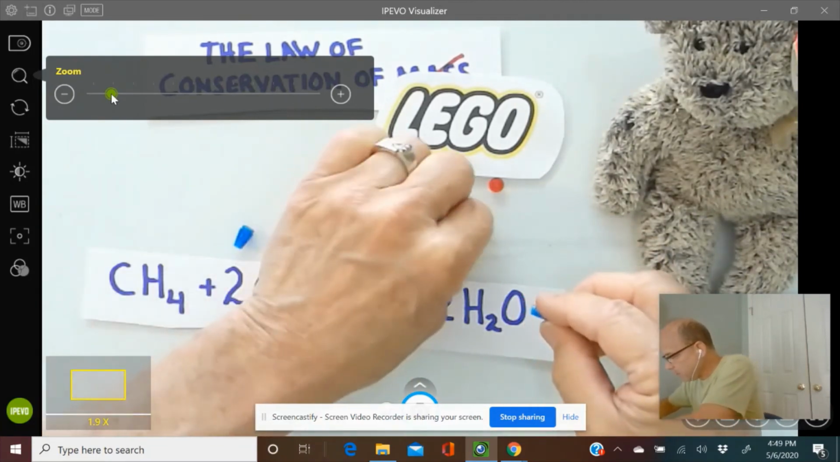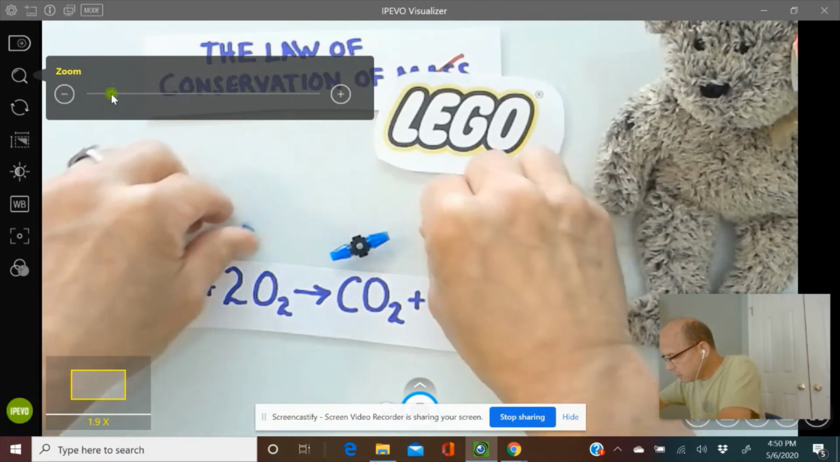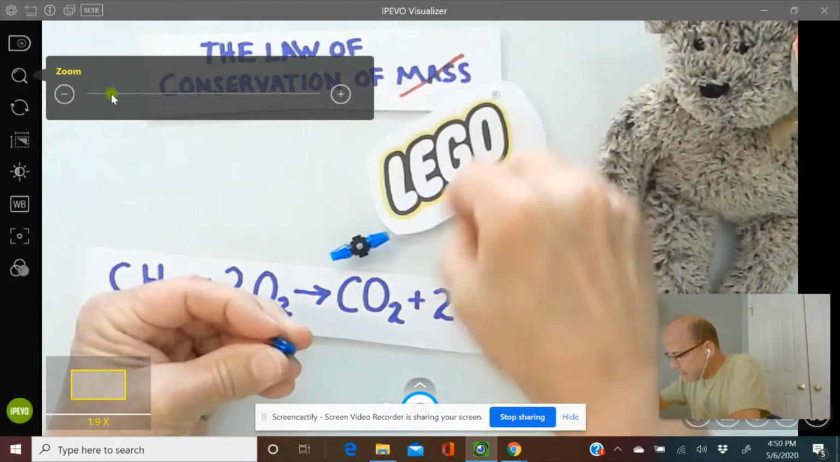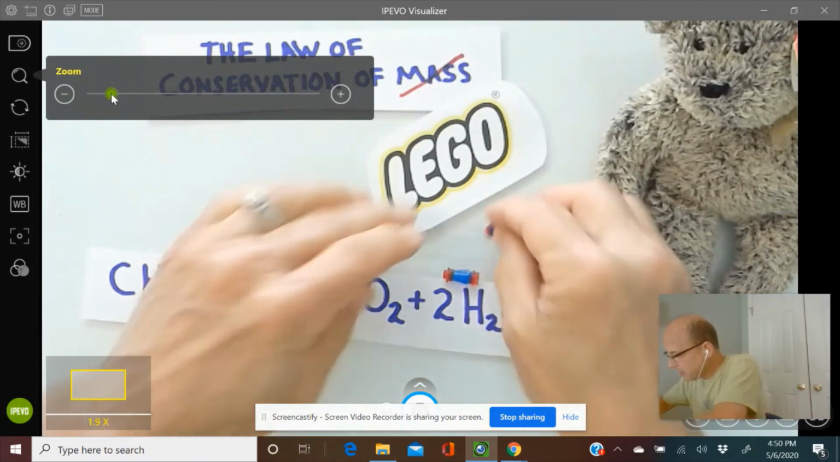So we've seen how we make waters with oxygen and 2 hydrogen. There's one of them, okay? And then there's the other, right?